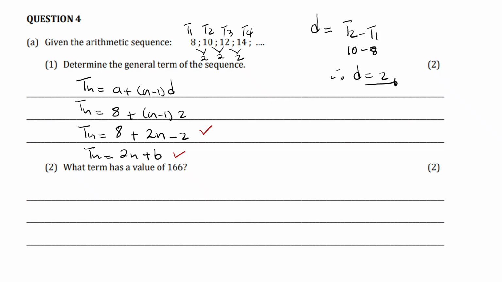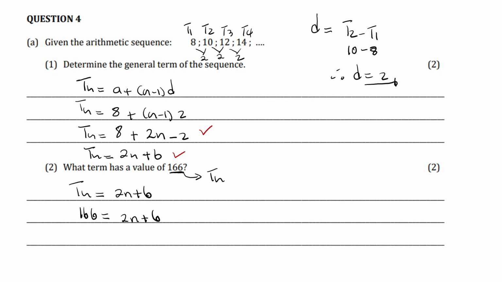Right, so the next question says, what term has the value of 116? When they say what term has the value of 116, we are looking for n that has the value 116. So now what you need to do, your 116, this is your Tn, meaning that on your general term where there's Tn, we're going to substitute that 116 and solve for n. So where there's Tn, I put 116, it's equal to 2n plus 6.